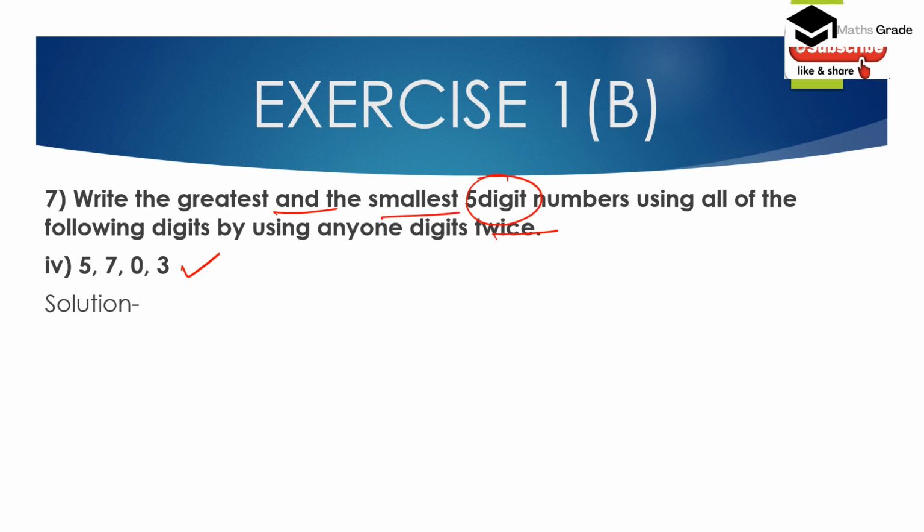So the greatest digit is 7. After 7 the greatest digit is 5, but we have to use any one digit 2 times. So if we use 7 2 times, then after 7 the greatest digit is 5, after 5 the greatest digit is 3, and after 3 the greatest digit is 0. Now it is a 5 digit number. So the greatest 5 digit number is 77,530.